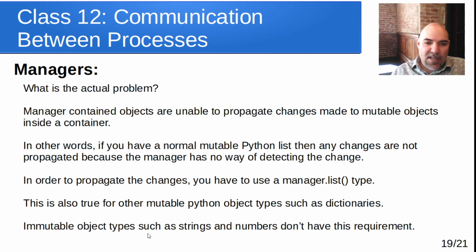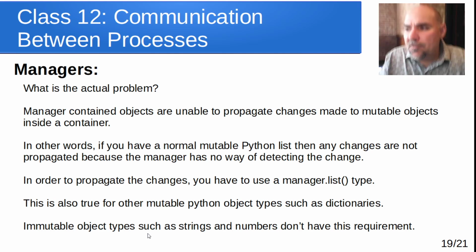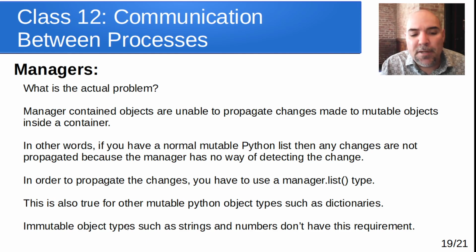So the manager does not know how to propagate those changes unless it can see that change in some way. In other words, if you have a normal mutable Python list, then any changes are not going to be propagated, because the manager has no way of detecting that things have changed inside of that, because the reference hasn't changed. And as a quick way to illustrate this, since that might be unclear, especially if you haven't programmed much in Python, let me bring up a Python shell and try to show you what I'm talking about here.